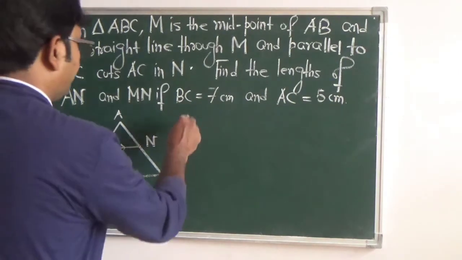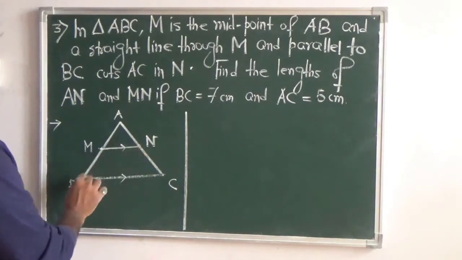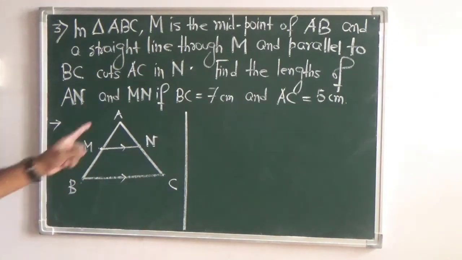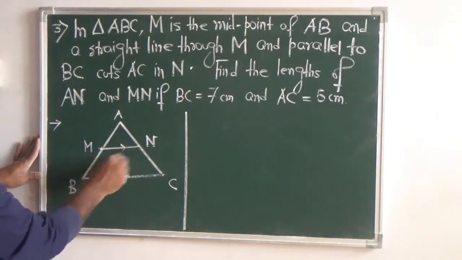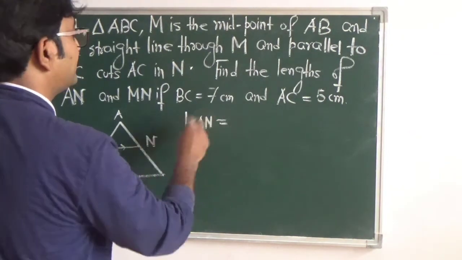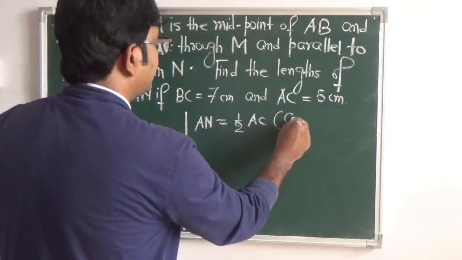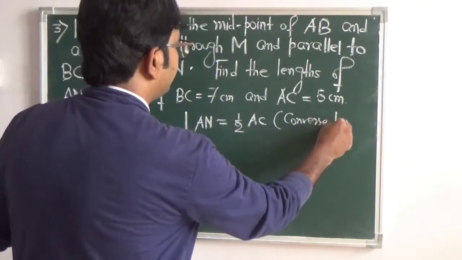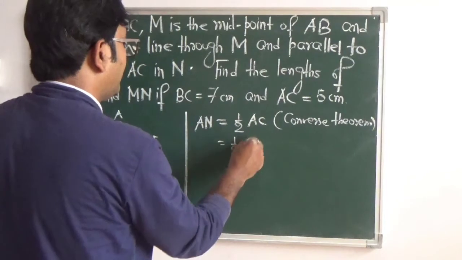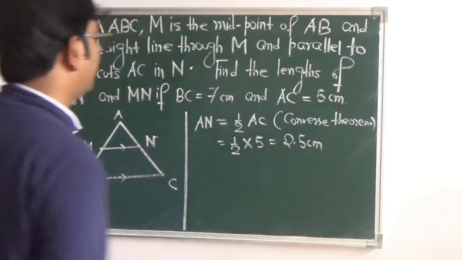So now we have to prove. M and N are the midpoints, so MN becomes half of BC and is also parallel, already given. Find the length of AN. Since N is the midpoint by the converse theorem, AN is equal to half of AC. Half of AC, given to be 5, is 2.5 centimeters.